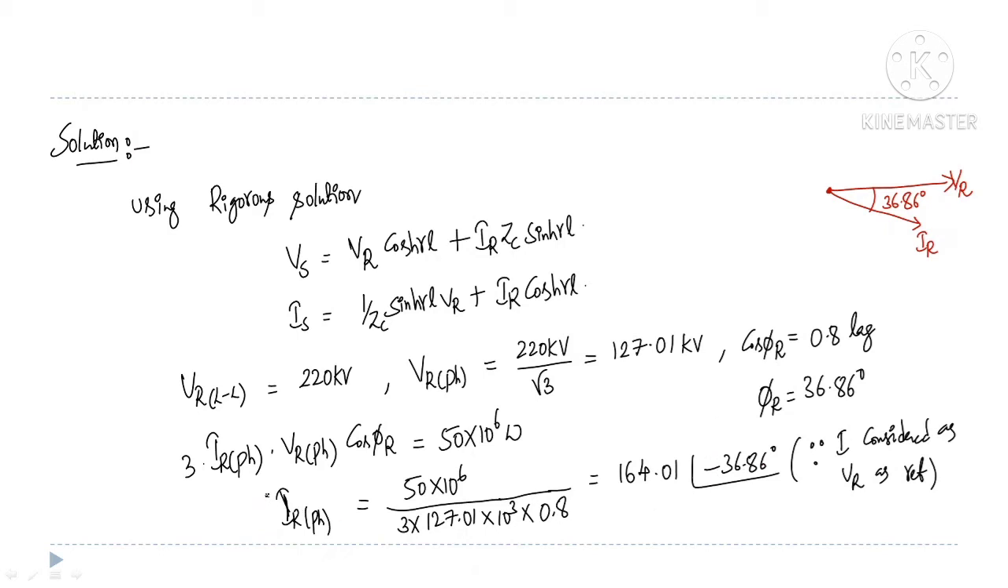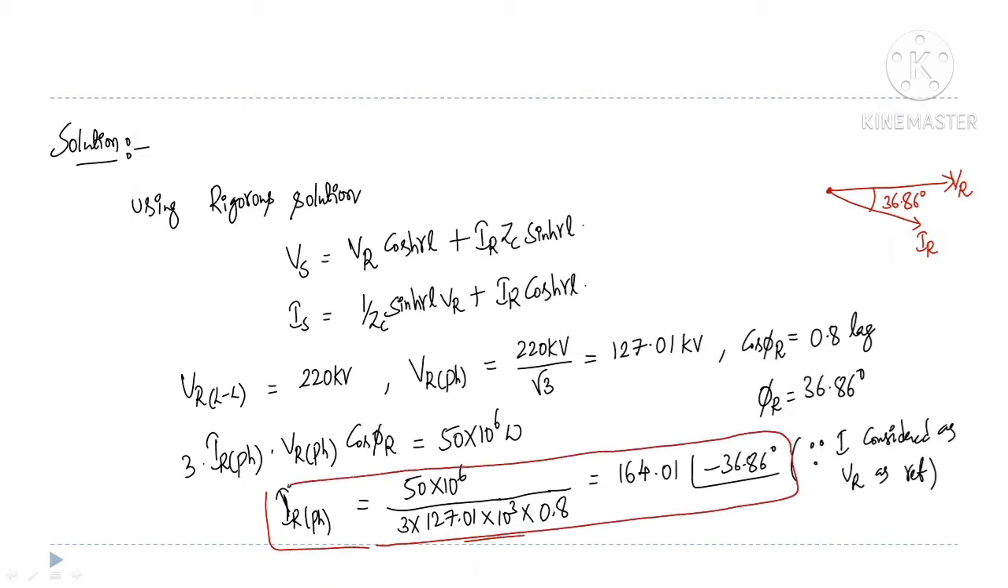So the receiving end current IR value is, please note down these values, 164.01 at an angle minus 36.86 degrees, and the receiving end voltage phase, I am considering receiving end voltage and receiving end current, everything in phase. So it is 127.01 kilovolts.